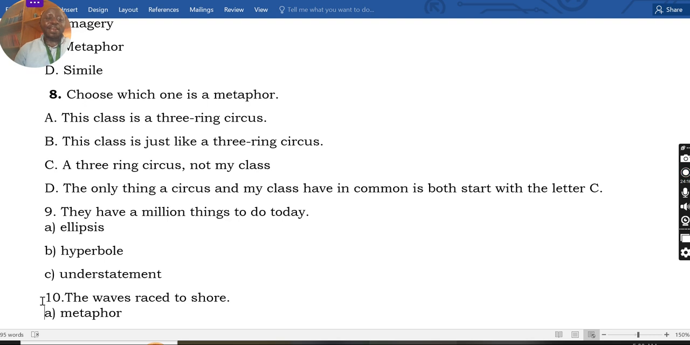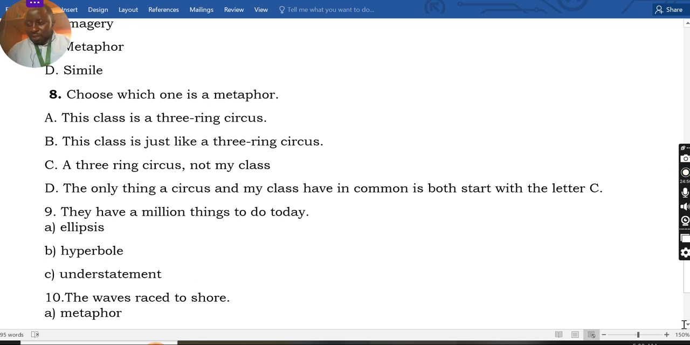This class is a 3-ring circus. It should be number B, but in number B there is a use of the word like. So it is no longer a metaphor. When we use the word like, it becomes a simile. Okay, that was a short reminder. But the best answer is A. So good. Let's go to number 9. We are about to finish. Let's go to number 9.